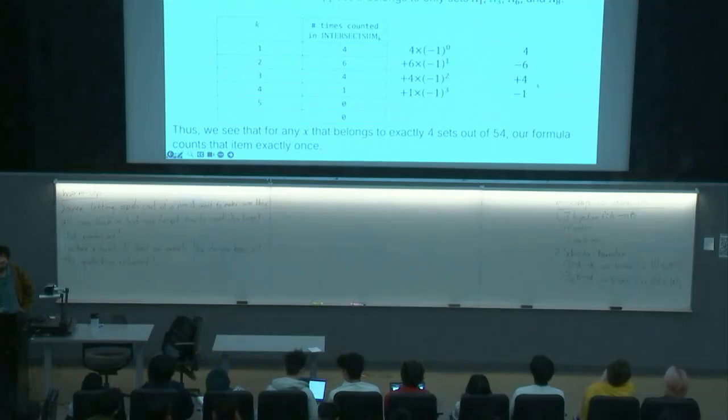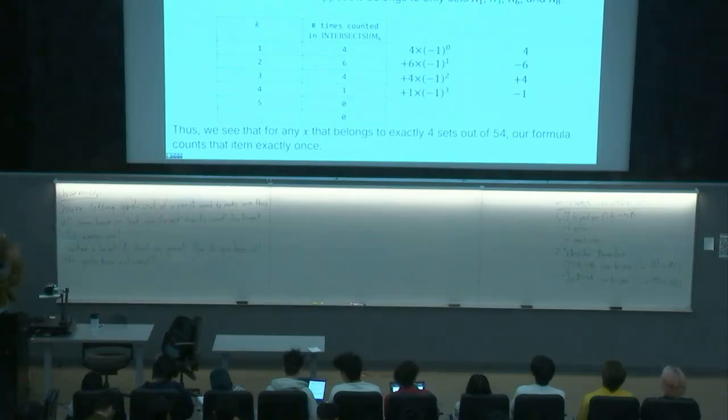4 minus 6 plus 4 minus 1 is 1. So in other words, what we just showed is that for any x that belongs to exactly 4 of the sets, these ones, for example, or any other set of 4 sets, our formula counts that item once, which is great. It's supposed to count everything once. It counts items that belong to 4 sets exactly once.